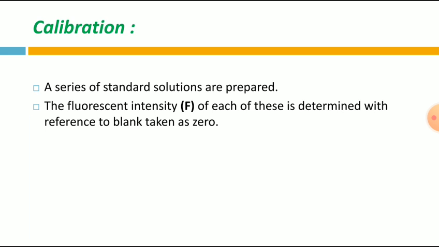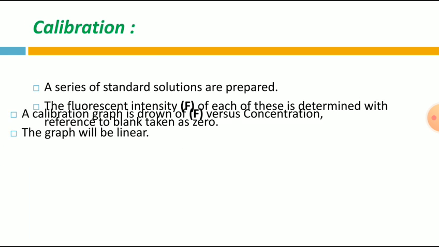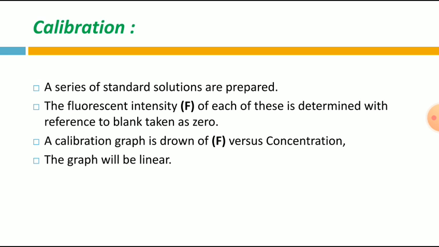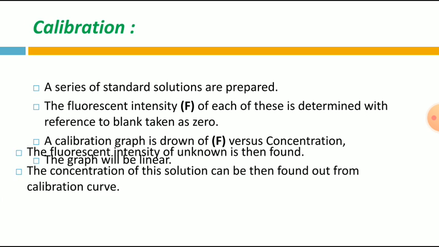Okay, and the fluorescent intensity of each of these is measured with reference to a blank taken as zero. That means adjust the zero and take the readings of all standard solutions along with the unknown sample solution. Then a calibration graph is drawn of F versus concentration. F stands for fluorescent intensity. The graph will be linear, that means a straight line graph will be obtained.